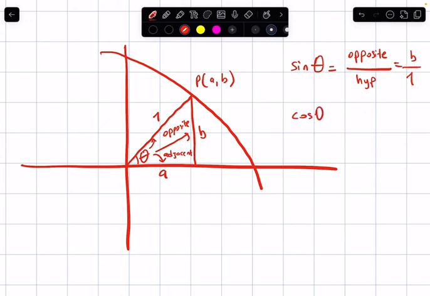Cosine is adjacent over hypotenuse, which is equal to... do not take this one, it is also adjacent. No, that's the longest side. I'm not taking that. That's the hypotenuse because it is opposite the 90 degrees. I'm just taking the other one, which is A. Adjacent over hypotenuse, A over 1.